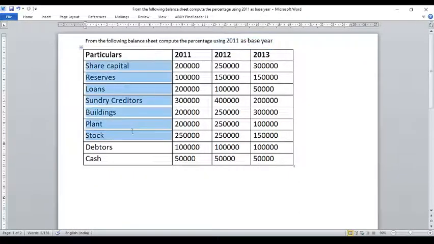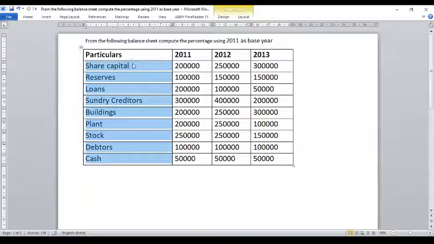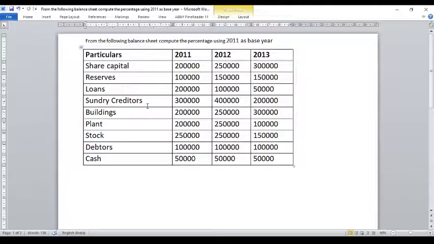So it looks like balance sheet items. You have share capital, reserves, loans, creditors, buildings. All these items will come under the balance sheet. The first thing you have to do is bifurcate these items into assets and liabilities. All these 4 items will be coming under liabilities, and all these 5 items, that is buildings, plant, stock, debtors and cash, will be coming under assets. So we have to do the bifurcation first and then calculate the trend percentage.